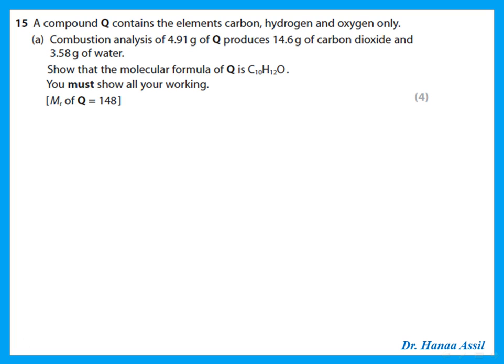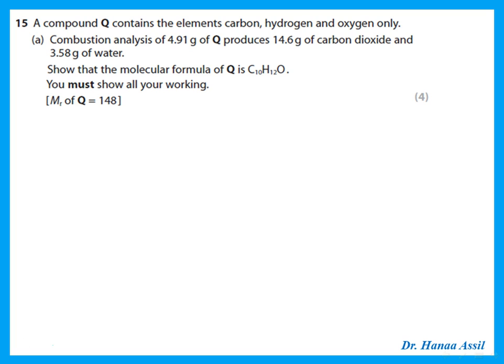Question 15 says a compound Q contains the elements carbon, hydrogen, and oxygen only. Combustion analysis of 4.91 grams of Q produces 14.6 grams of carbon dioxide and 3.58 grams of water. Show that the molecular formula of Q is this.